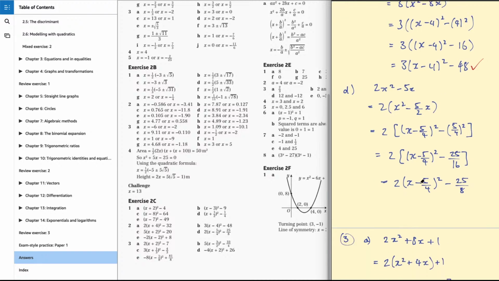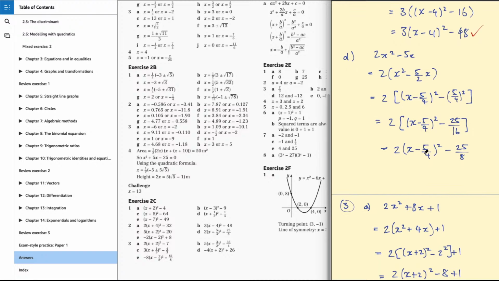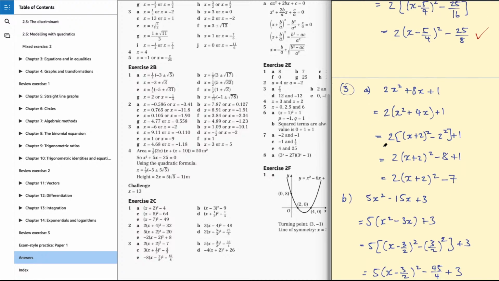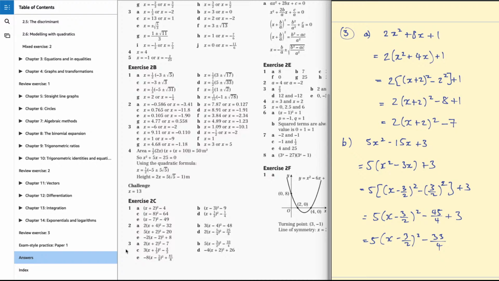And make sure you're checking your work if you did some of the extra problems. D is 2 times x take 5 on 4 all squared take 25 on 8. 3A is 2 times x plus 2 all squared take 7. And 3B is 5 times x take 3 on 2 all squared take 33 on 4. Alrighty. Again, make sure you check any of the other problems you did.